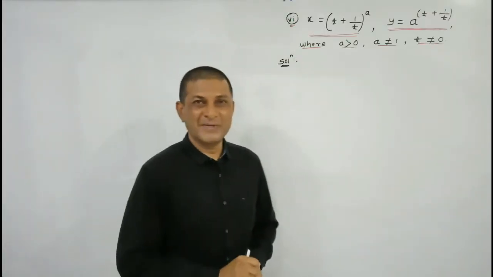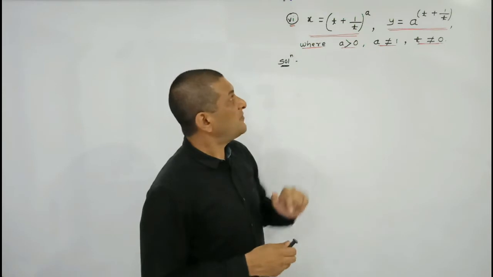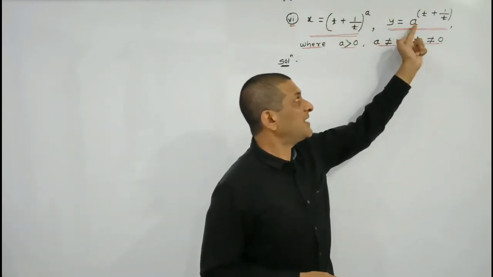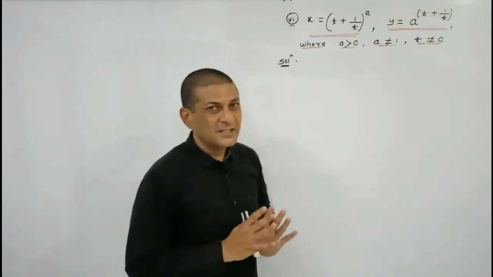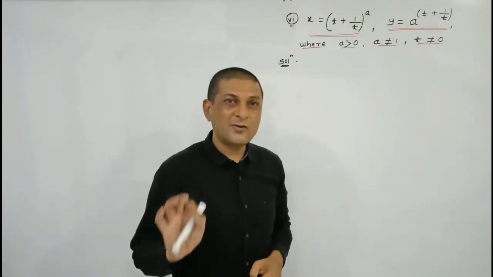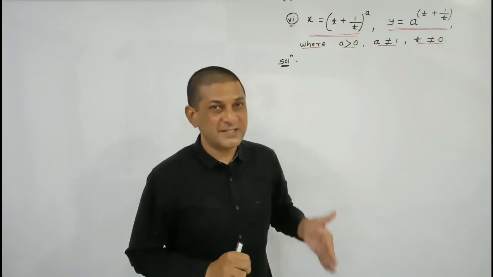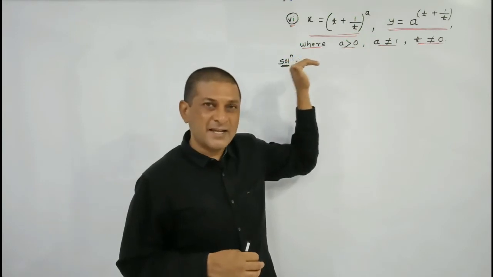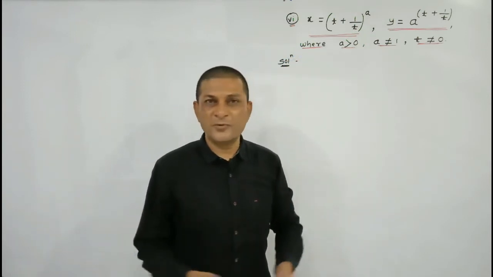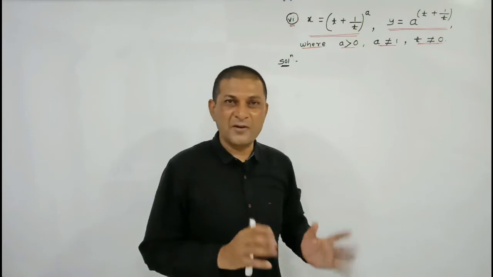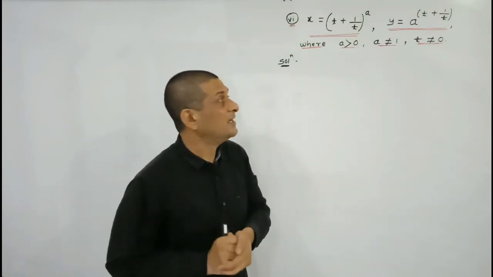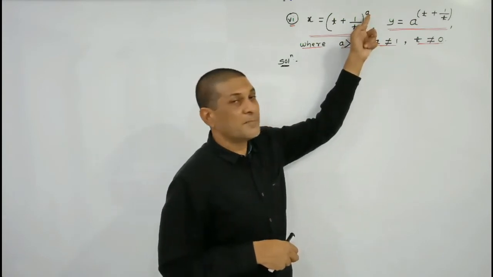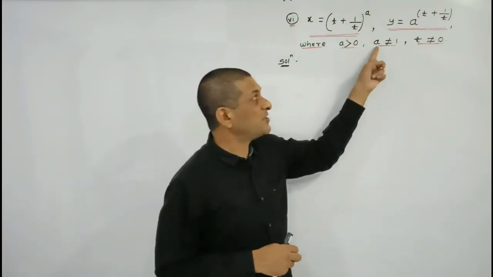Now observe example number 6. In this example, the value of x is given to us as t plus 1 by t raised to the power a, and y is a raised to the power t plus 1 by t. Here we can observe that we are not able to get the differentiation in one step. That's why first we will find the derivative of y separately, then the derivative of x separately, and later on we will apply our formula to find the derivative of the parametric function. Again, it is given to us that a is greater than 0, meaning a is in the power, and its value is greater than 0, and it is not equal to 1.